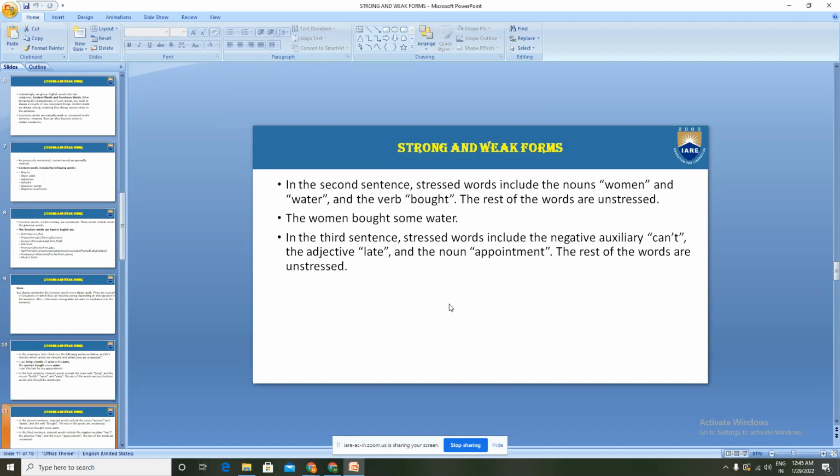Whenever we get the content words, we have to stress. Whenever we get these function words, we should not stress. So they are unstressed words.